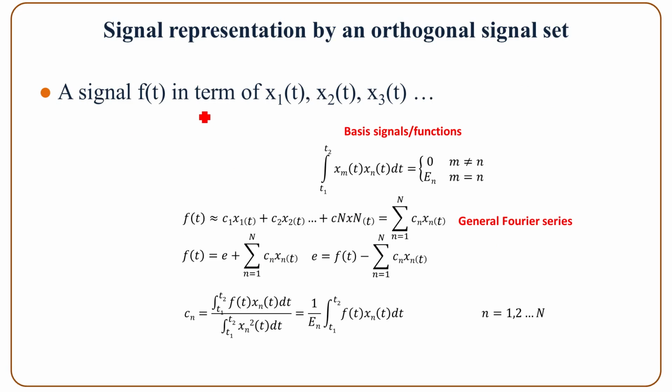Similarly, a signal f of t can be expressed in terms of signals x1, x2 and x3, and they are called the basis signals. And the basis signals are orthogonal. So if we take the integral from t1 to t2 of the basis signal xm and the basis signal xn dt, then it would be equal to 0 if m is not equal to n, and it is equal to the energy of the signal if m is equal to n.